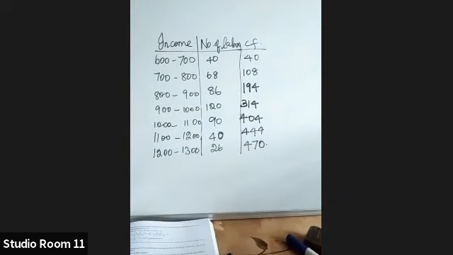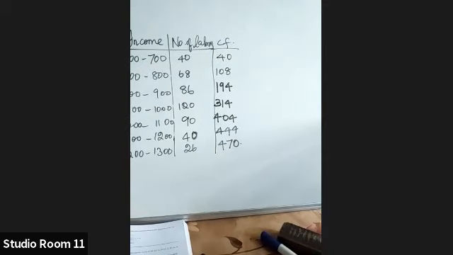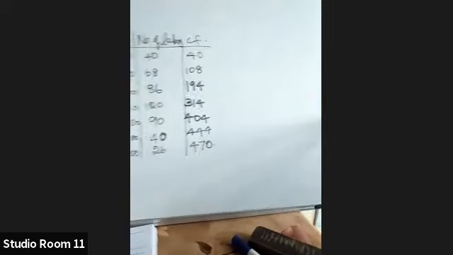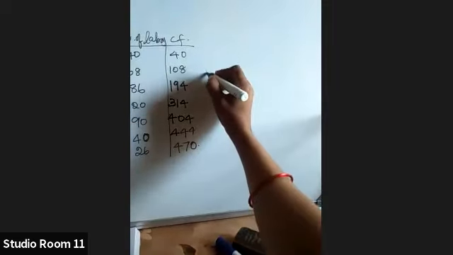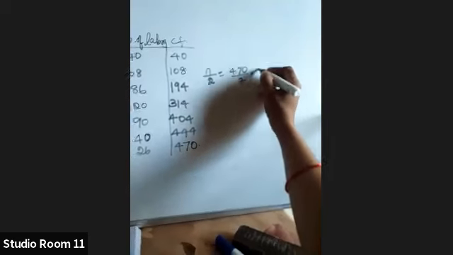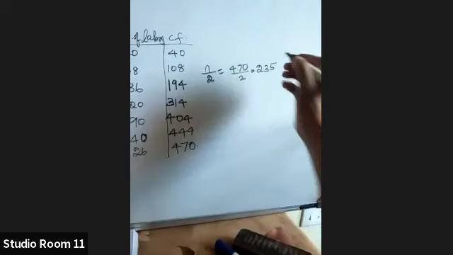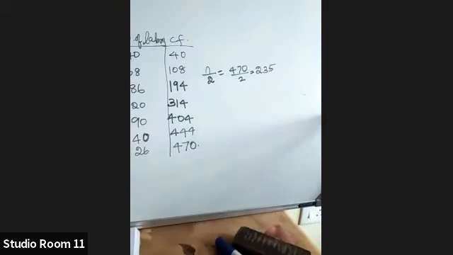So we have to start finding one by one, isn't it? First we have to find the median. For median, what is the formula? You have to find n by 2. N is 470, so 470 by 2 is 235. Is it correct, children?